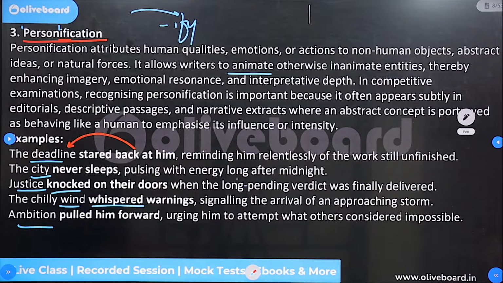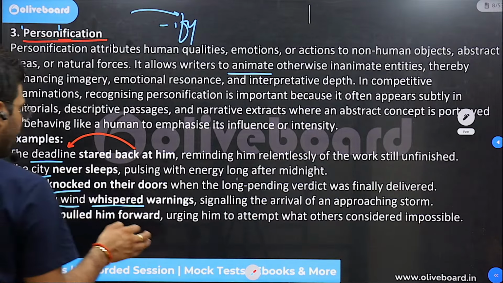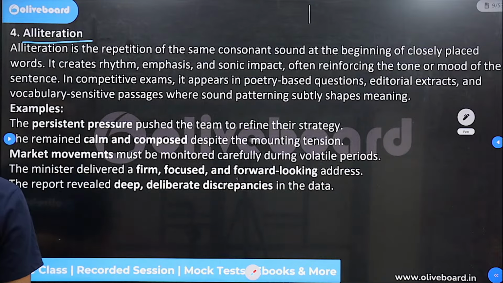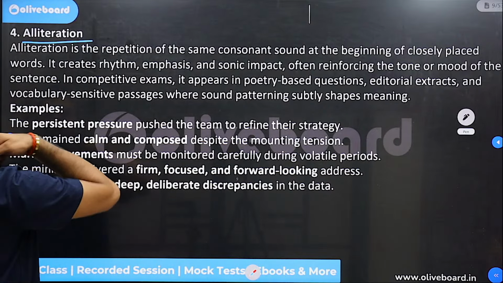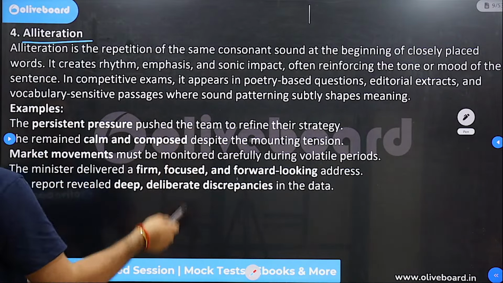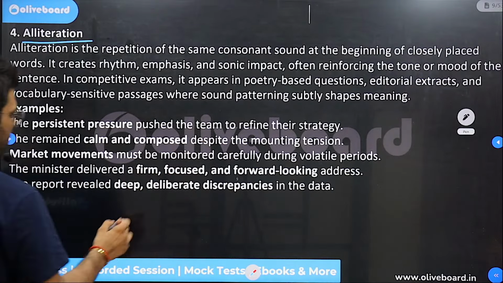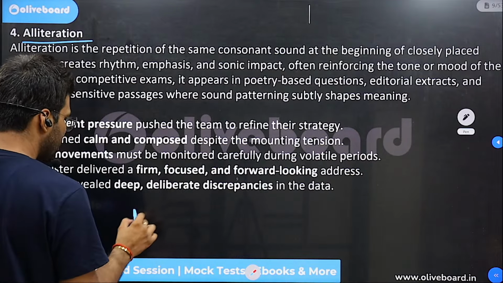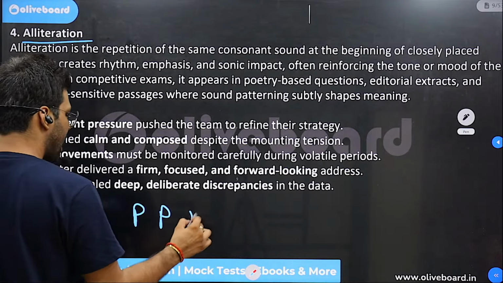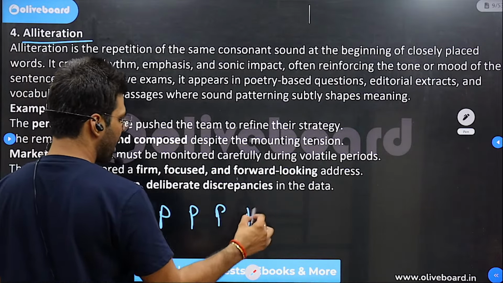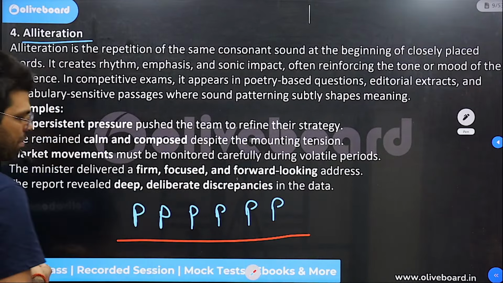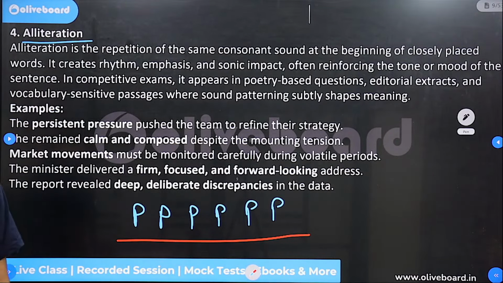Okay. If done, going to the next quite common figure of speech asked in examinations: alliteration. It looks like repetition and is. Remember the line if you have heard: Peter Piper picked a peck of pickled peppers. P, P, P, P.